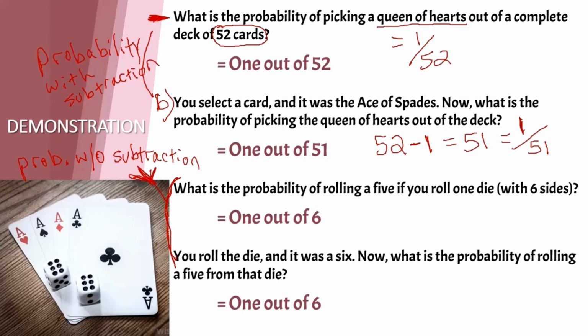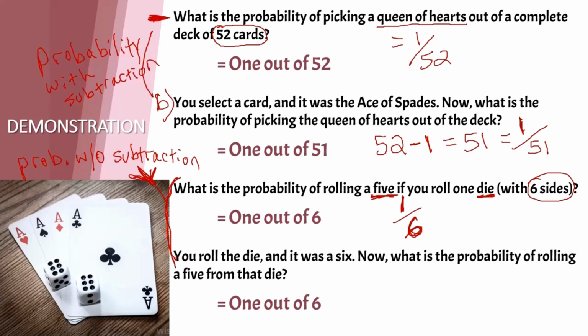So what is the probability of rolling a 5 if you roll one die? A die is the singular for dice, so we're just rolling one die. And each die has 6 sides to it. So what is the probability of rolling a 5? Well, there's only one 5 out of those 6 sides on that die, so the probability is going to be 1 out of 6, because there's only one 5 available out of 6 sides possible. So that's going to be 1 out of 6.